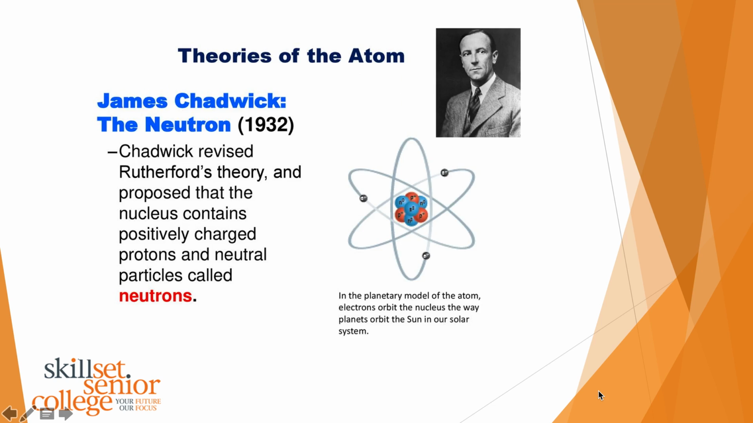Chadwick revised Rutherford's theory and proposed that the nucleus contains positively charged protons and neutral particles called neutrons, which is really important. One of the problems they had in this day was trying to explain the weight of the elements. The protons seemed... There had to be something else in the nucleus giving it that weight, and they discovered the neutrons. So in the planetary model of the atom, electrons orbit the nucleus the way that planets orbit the sun in our solar system. So it's close, but again, it's not quite right because we know the electrons are in these shells.